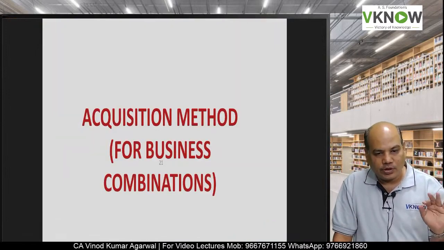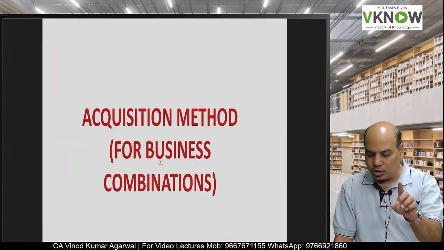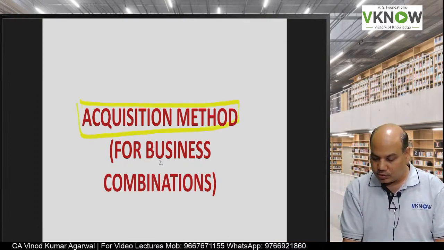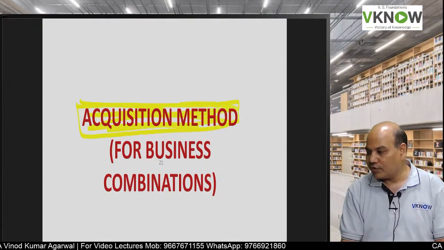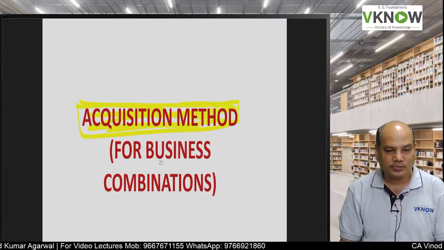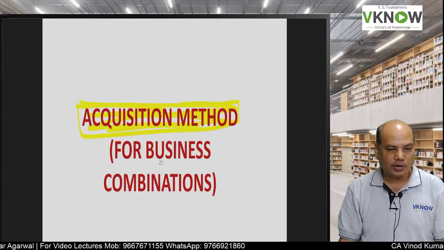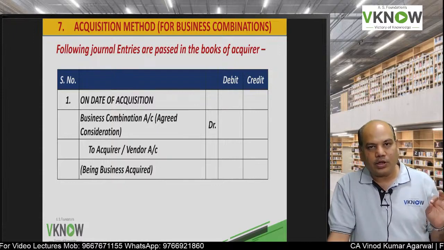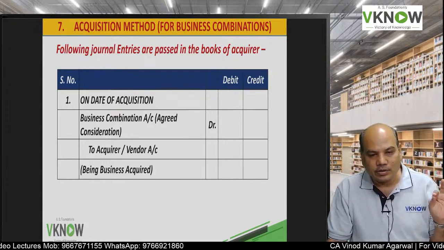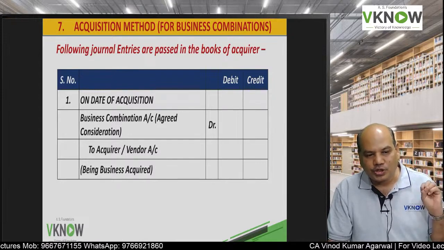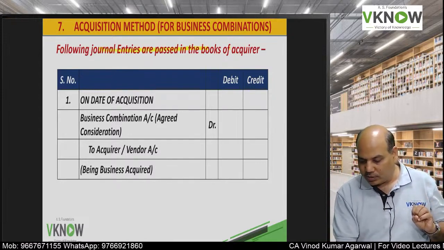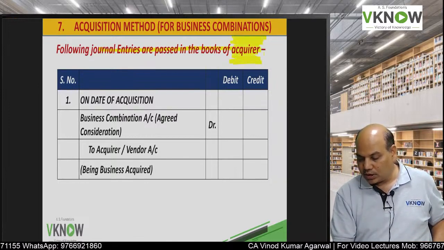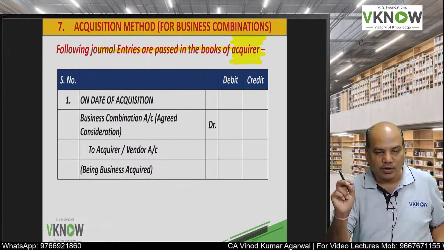So this was about asset acquisition. Our remaining discussion is on business combination. The method of accounting that is used for business combination as per Ind AS 103 is called the acquisition method of accounting. Okay, so usually I will first tell you the basic entries that we pass in case of acquisition accounting. Following entries will be passed in the books of acquirer. This standard deals with accounting in the books of acquirer.